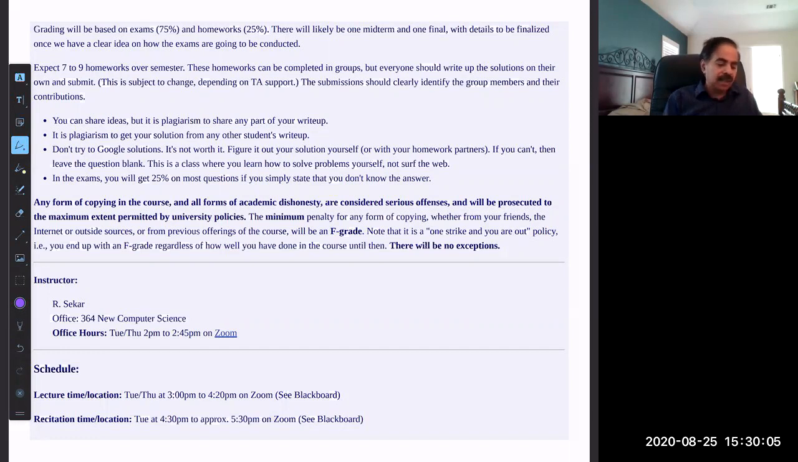So the exact split between exams and homeworks can vary a little bit. Maybe it can go from 70 to 80% for exams and 20 to 30% for homework. So that's the range of variation you can expect. And some of this will also depend upon whether we do this lockdown browser or we have a better arrangement for exams.